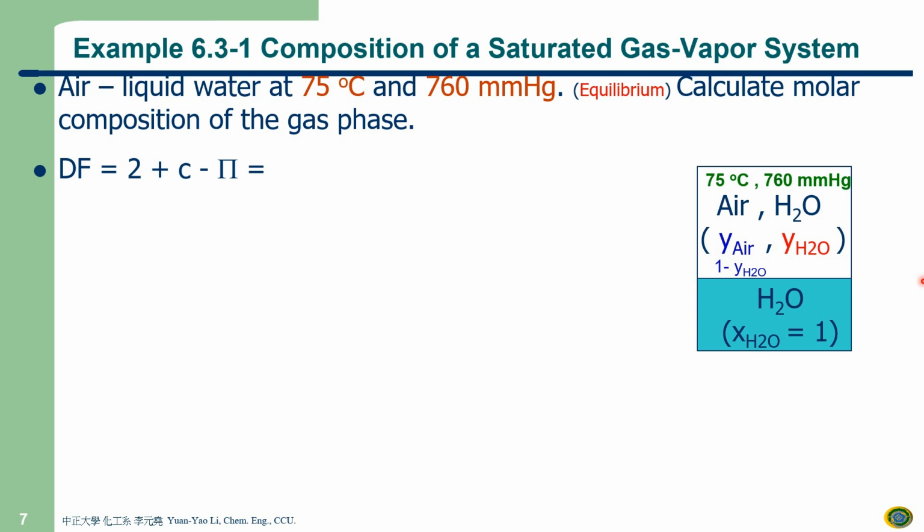Okay, so please tell me the DF. How much information is needed in this system? If we have an air, liquid water system, so C will be what? C will be what? 2. 1, 2, 3, 4. Which one? Raise your hand. 1, 2, 3, 4. 1. 0.5.